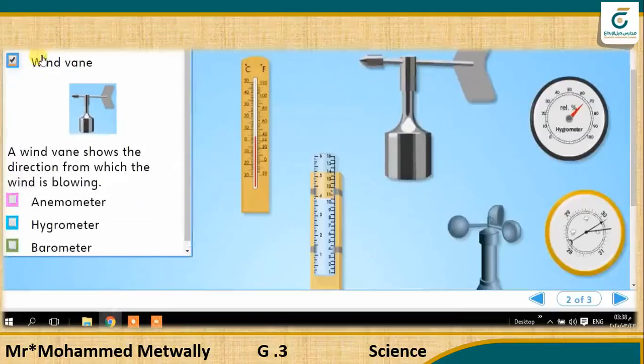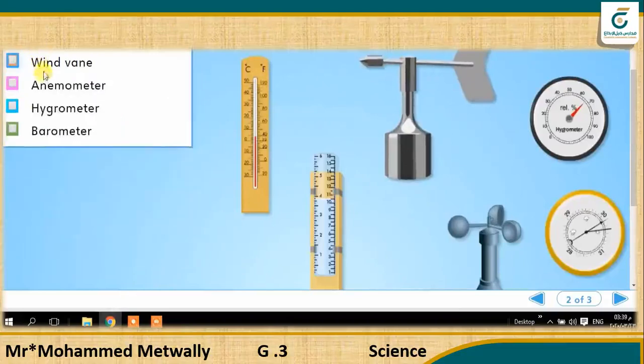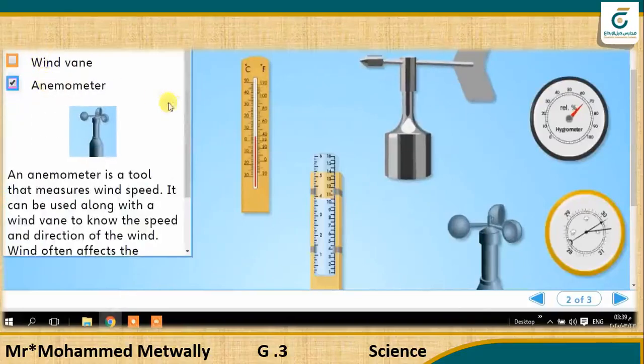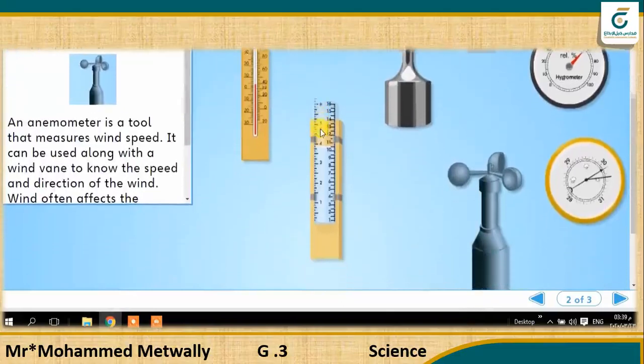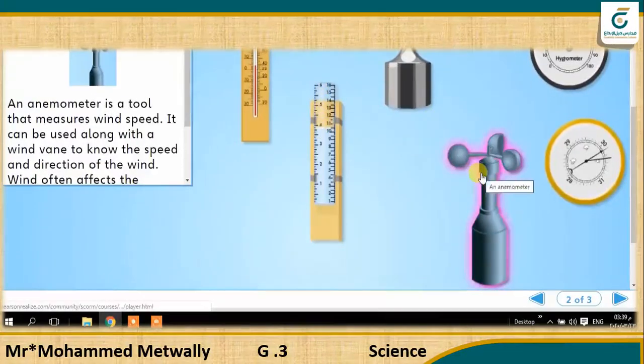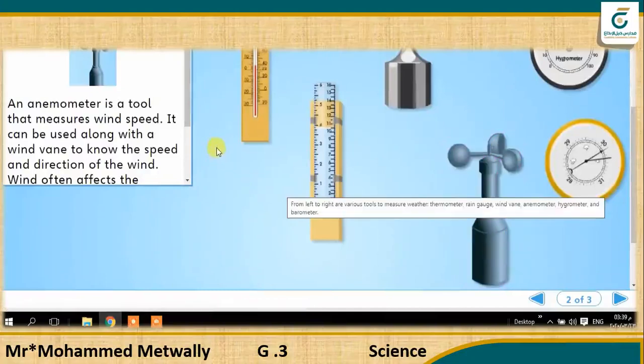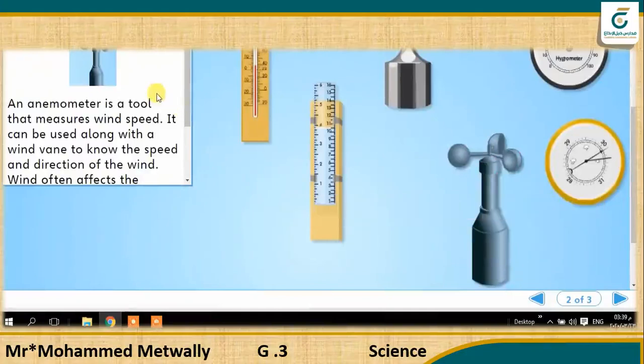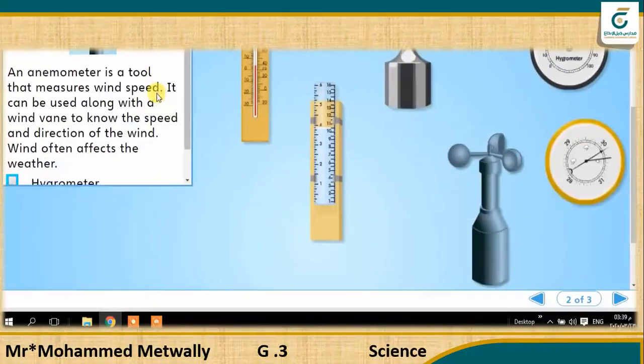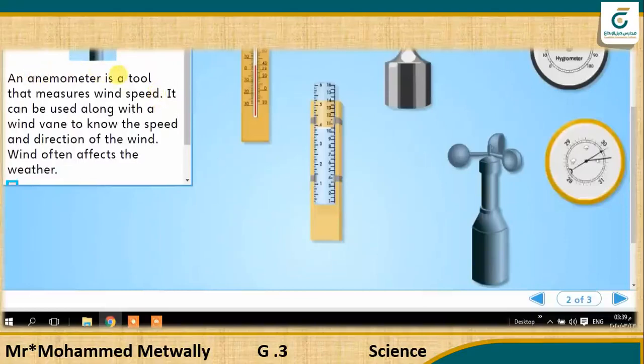Turning to another tool, the anemometer. This is the shape of the anemometer. What's the anemometer's job, or how does it work? We will find out together in this slide. An anemometer is a tool that measures wind speed. So this tool measures the wind speed.